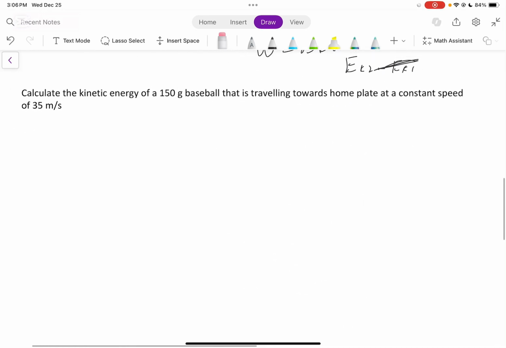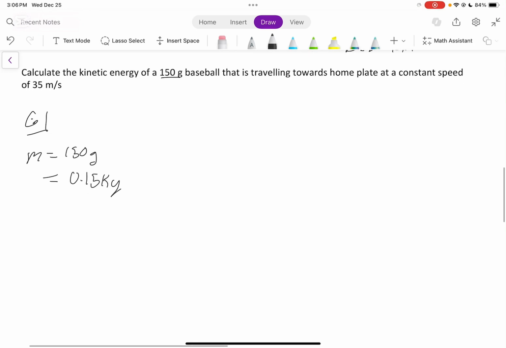Calculate the kinetic energy of a 150-gram baseball that is traveling towards home plate at a constant speed of 35 meters per second. So this question, let's get straight into it. The mass of the baseball is 150 grams. Well, we already know that we have to work in kilograms, so we have to convert this over to kilograms. 150 grams to kilograms is simply 0.15 kilograms.